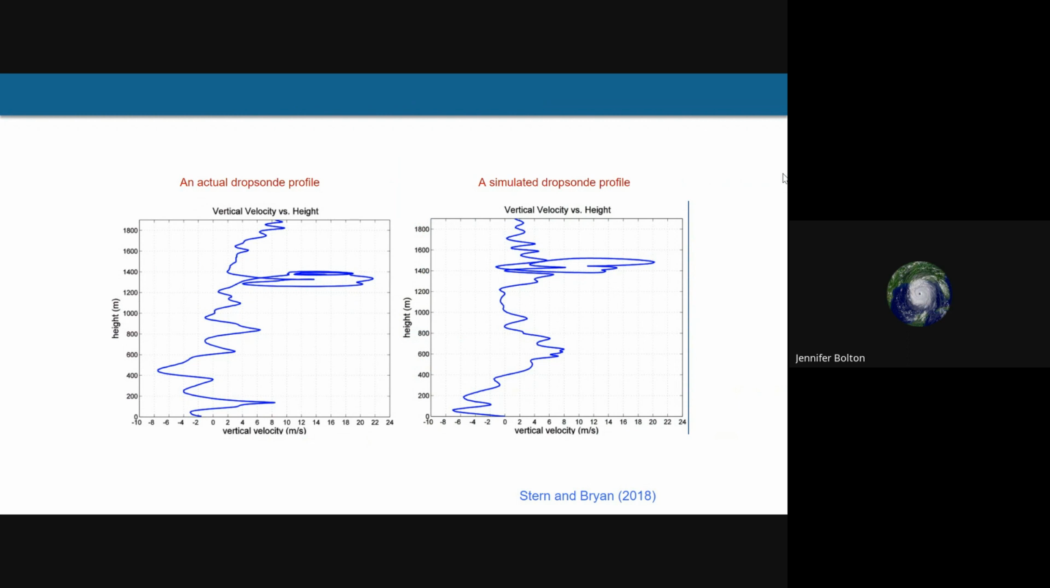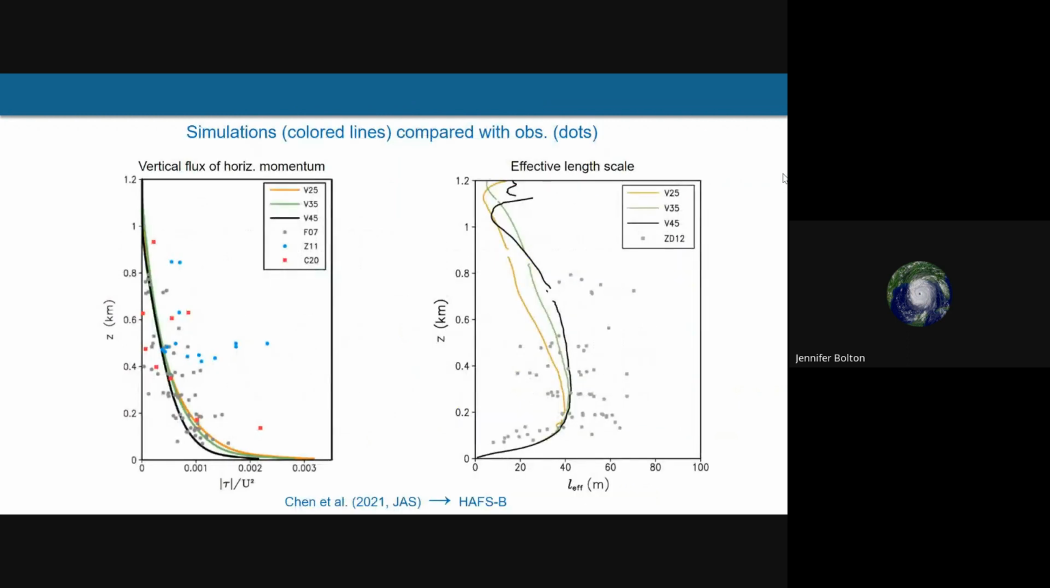Eerily similar. So again, we think the simulation is doing some right things, we hope. Next slide. Okay, getting a bit more quantitative. This is a study done by Xiaoming Chen, now at University of Alabama, Huntsville.